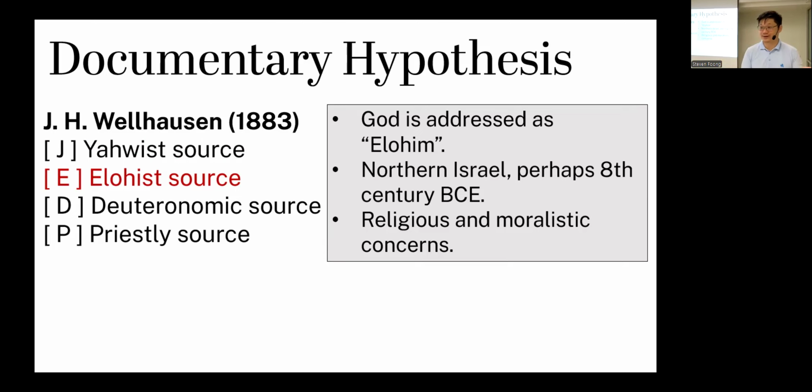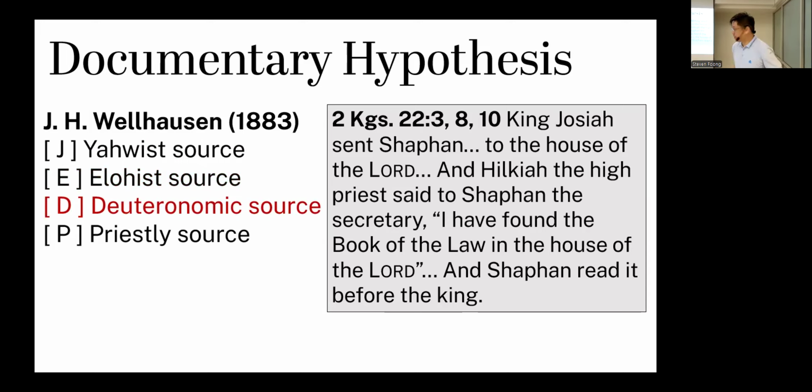I'm just telling you what Wellhausen thinks right now, okay? So Wellhausen also thinks, he reads in 2 Kings chapter 22, verses 3, 8, 10. And since Deuteronomy was not written by Moses, Wellhausen has already ruled that out. You know what I mean? He has already ruled that out. So then he has to assign an author to the book of Deuteronomy. And he found 2 Kings chapter 22, King Josiah sent Shaphan to the house of Yahweh, which is the temple in Jerusalem. Why the king doesn't go himself is interesting. Why send Shaphan, his secretary?